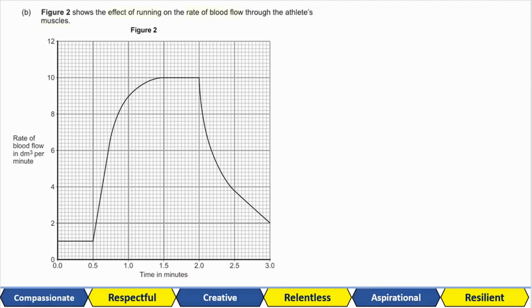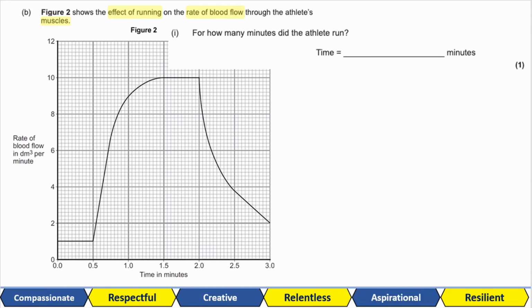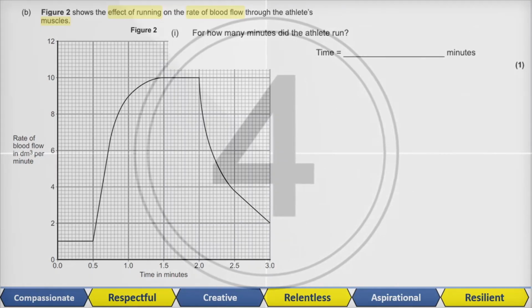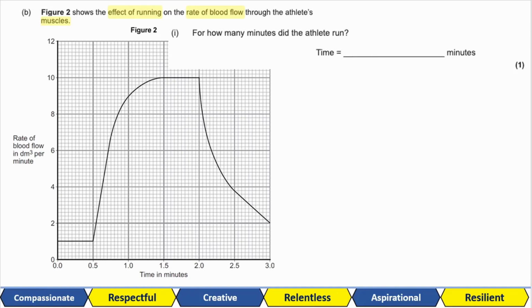This next question is about the effect of running on the rate of blood flow through the athlete's muscles. We see the rate of blood flow to the muscle on the y-axis and time on the x-axis. This question is asking us how long the athlete ran for. See if you can work this one out. We see that the blood flow increased at 0.5 minutes and started dropping off at 2 minutes. That means that the man ran for 1.5 minutes.